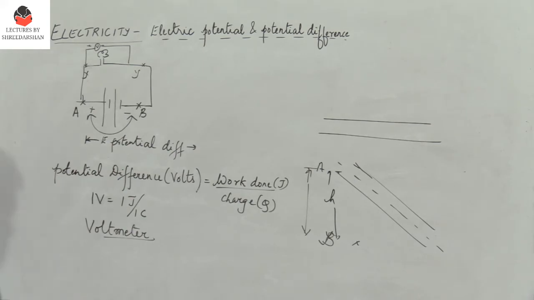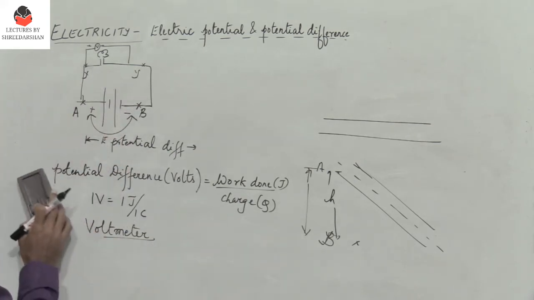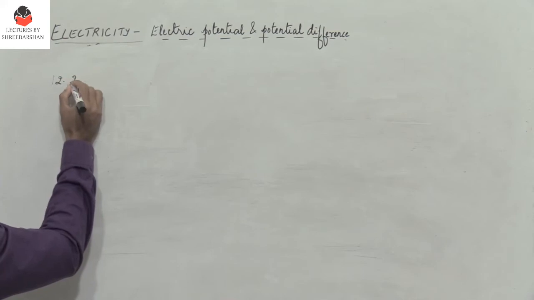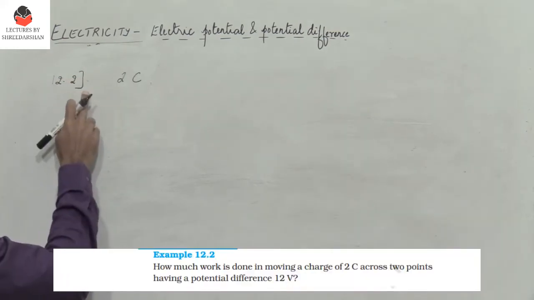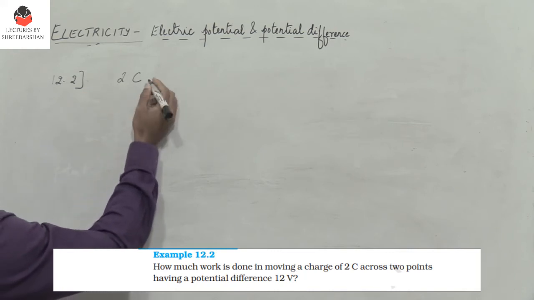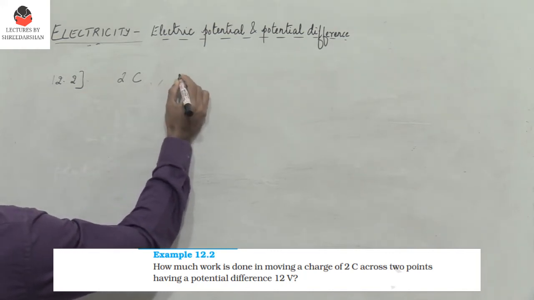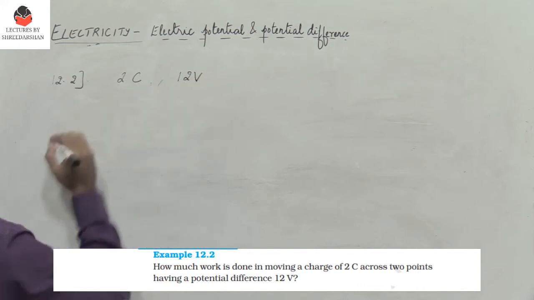With this, let us go through the example. Example 12.2. The question is: how much work is done to move a charge of 2 coulomb across 2 points having a potential difference of 12 volts?